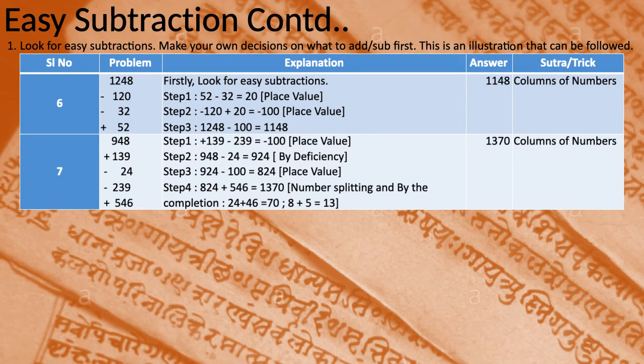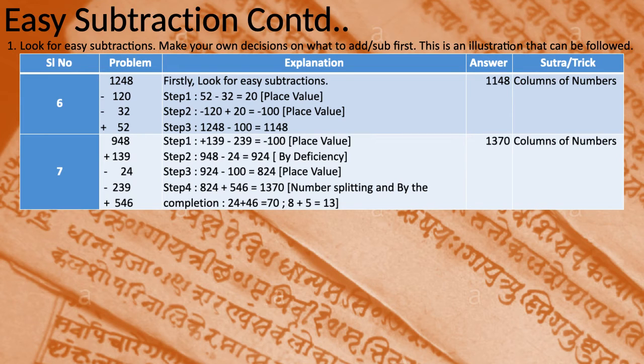Now remember the 100 that you still have left to take out. From this 924 you can take off the 100 by using the place value. It becomes 824. Now add 824 to 546. By number splitting and completion you can do it. 24 and 46 is 70. 8 and 5 is 13. 1370 is the answer. Pretty simple, very quick.